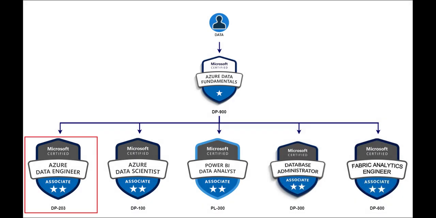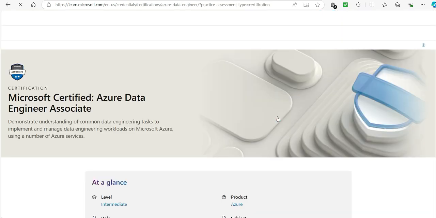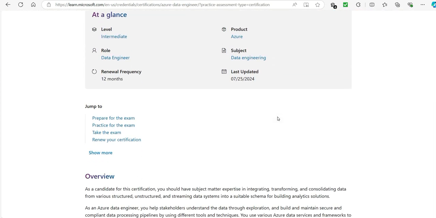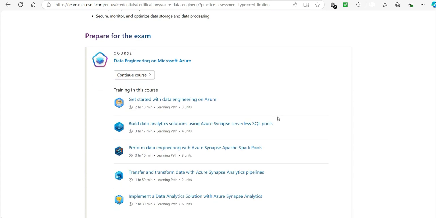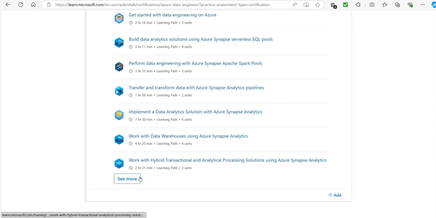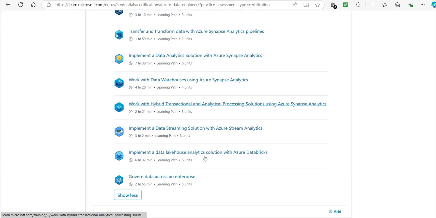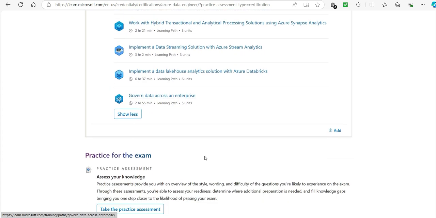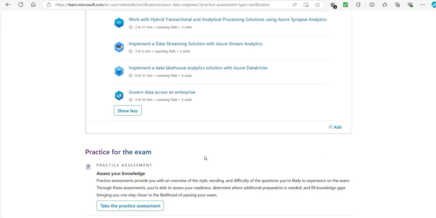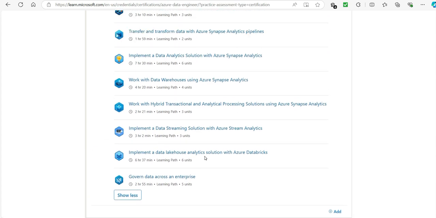Next, we have the DP203, Microsoft Azure Data Engineer Associate. As a data engineer, you will be responsible for designing and implementing data solutions. This certification focuses on integrating, transforming, and consolidating data from various sources into structures that are suitable for building analytical solutions.